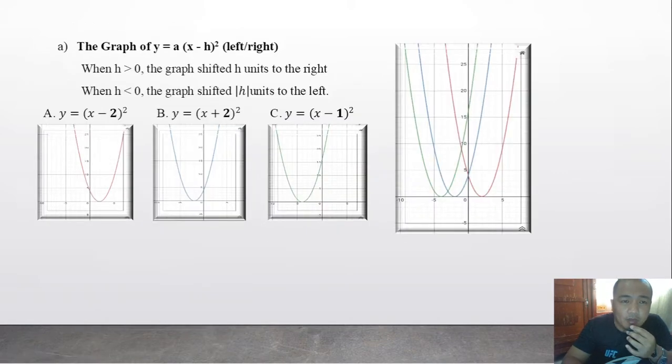Another, the graph of y equals a quantity x minus h squared can be shifted left or right. When h is greater than 0, the graph is shifted h units to the right. When h is less than 0, the graph is shifted h units to the left. Let us compare the three quadratic functions here given their graphs, parabola.